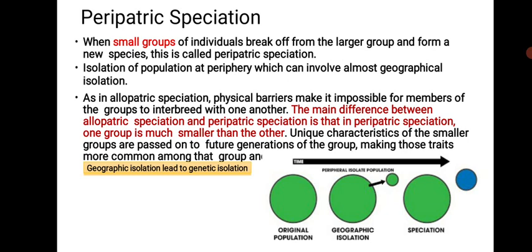The main difference between allopatric speciation and peripatric speciation is that in peripatric speciation, one group is much smaller than the other. The unique characteristics of the smaller group are passed on to future generations of the group, making those traits more common among the group. Here, the original population is there, and from this original population a small group is isolated and speciation can occur.